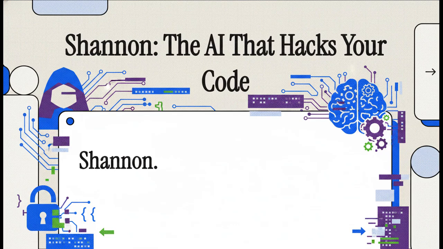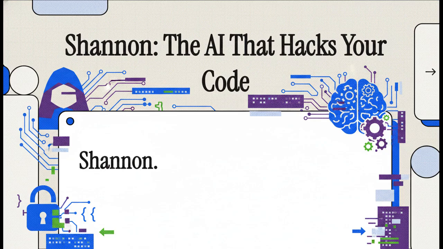When it comes to building software, speed is everything. But what happens when security just can't keep up? Today, we're looking at a totally new kind of tool that wants to solve that exact problem. An AI that's been designed to think, act, and, well, hack, just like a human penetration tester.